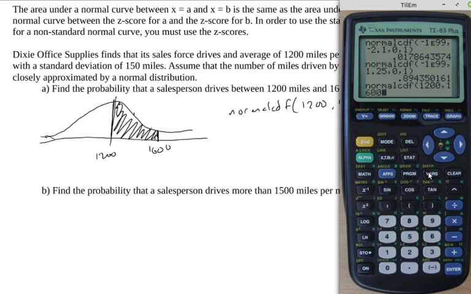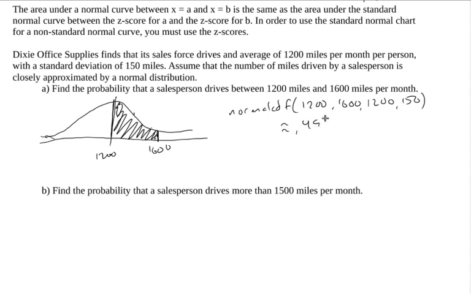So: lower bound, upper bound, mean, and standard deviation. If you're entering these on the TI-36X Pro, it's a slightly different order. You do your mean, your standard deviation, then your upper bound, then lower bound, but hopefully you can figure that out easily enough. So we get 0.4962. That's the probability we're looking for, and that's all we would have to do on the calculator.